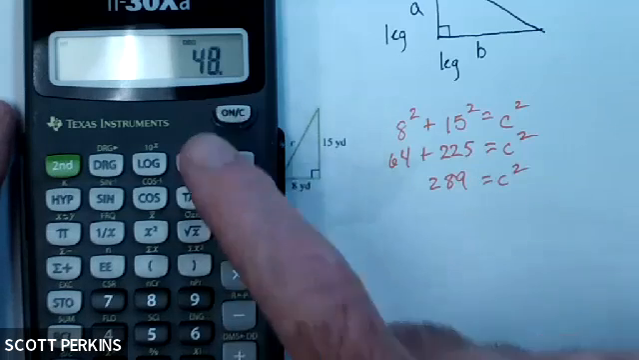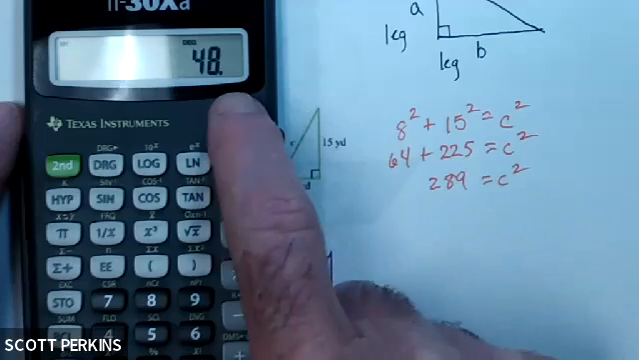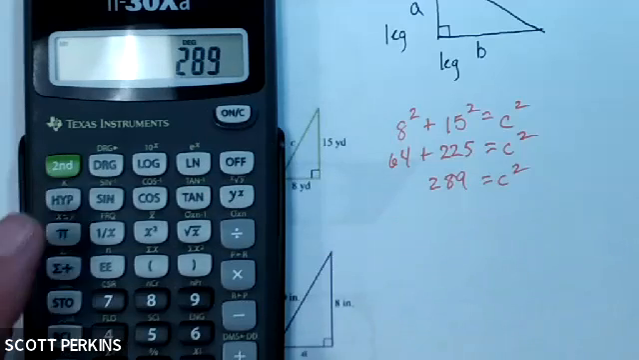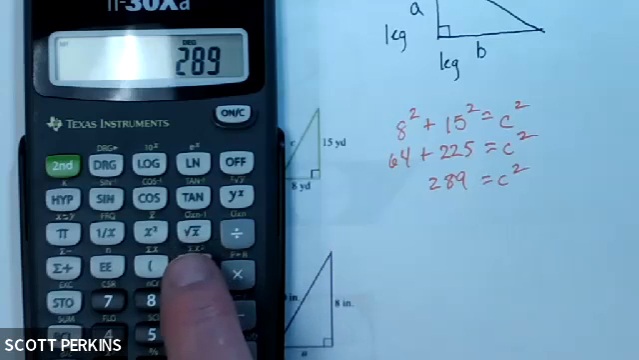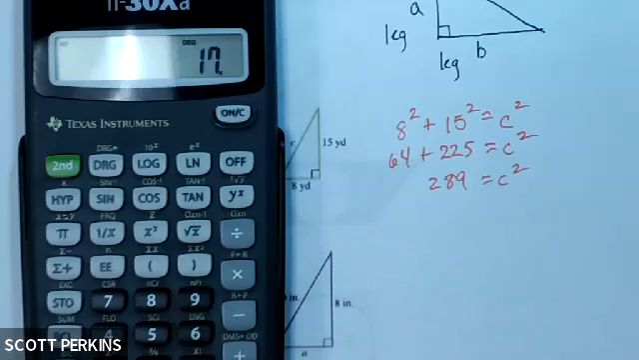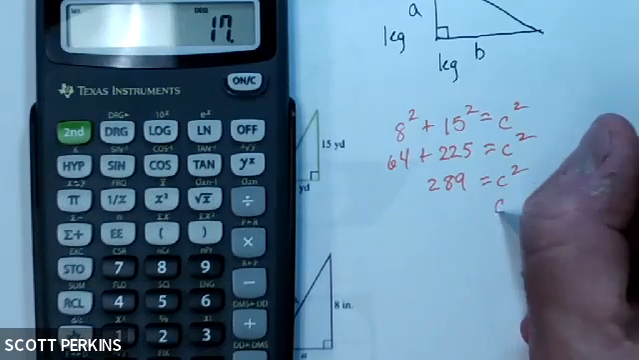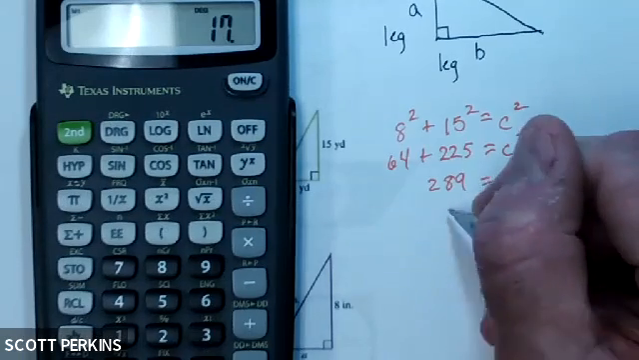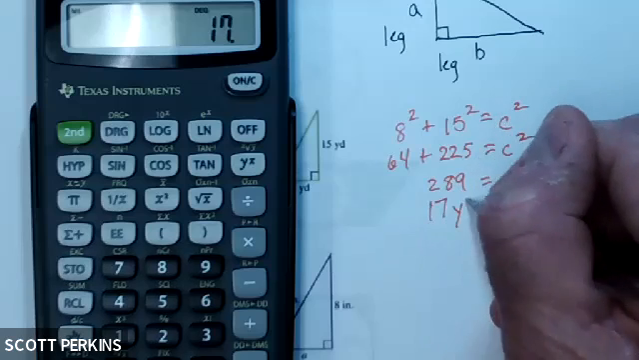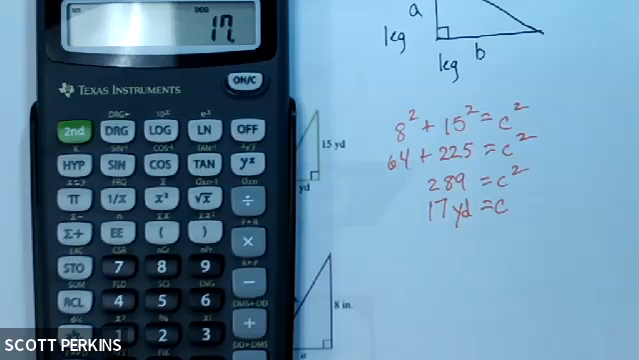So on mine right here, let me zero it out. I've got 289. My square root button is right there by the division button. So I'm just going to hit that. And it turns out that c has the value in this case of 17. And I'm going to put the units back on: 17 yards would be my units.